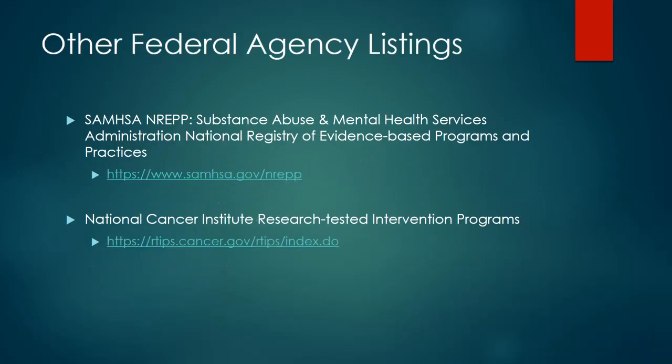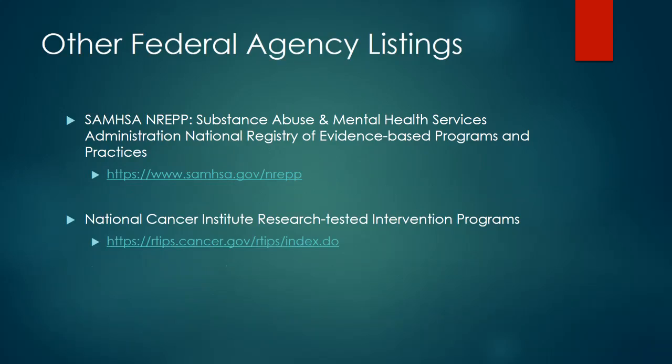Other federal agencies also have listings of evidence-based interventions. I think the 2 best are probably SAMHSA's National Registry of Evidence-Based Programs and Practices, SAMHSA's Substance Abuse and Mental Health Services. So all of them focus on some aspect of mental health and substance abuse, but they're quite broad. Very nice reviews on the website, easy to read, and links to the original studies themselves.